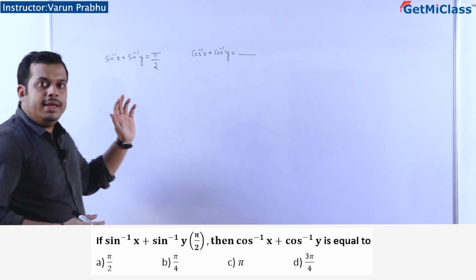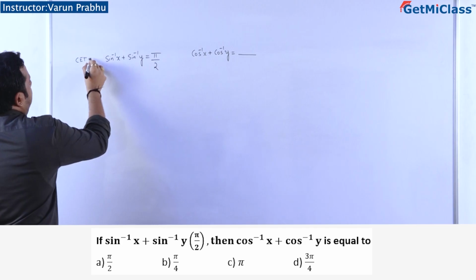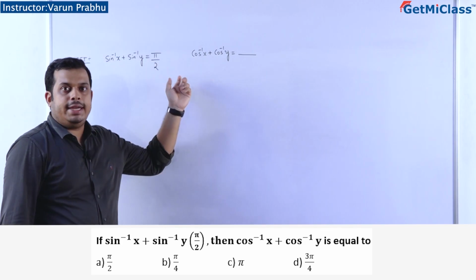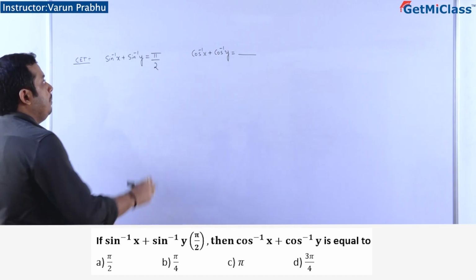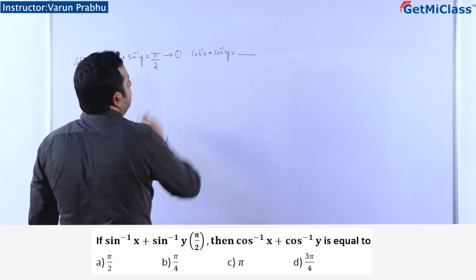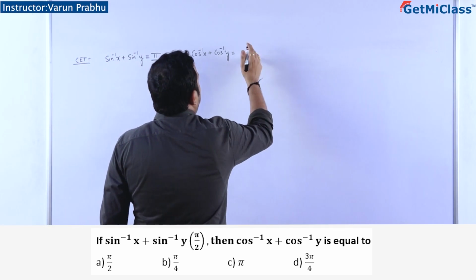For a lower level exam like CET, this is considered to be one of the most favorite questions. Very likely asked question in most of the CET exams. Lower level exam. sin⁻¹x + sin⁻¹y = π/2. I'll put this as equation number 1. cos⁻¹x + cos⁻¹y is how much is the question asked?